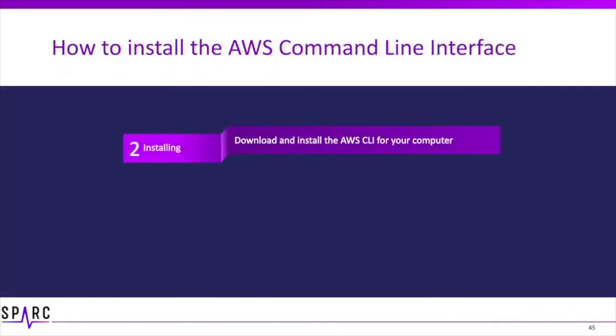In this step, we will download and install the AWS CLI tool for your computer. Out of the box, your computer does not have the ability to communicate with the AWS servers. Amazon makes the AWS command line interface tool available for you to install on your computer, and the commands required to do so.